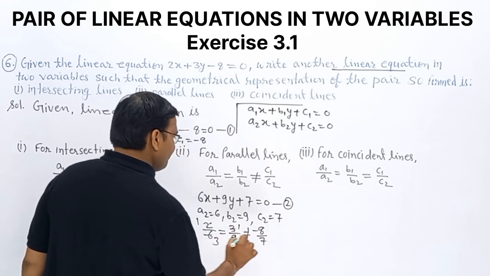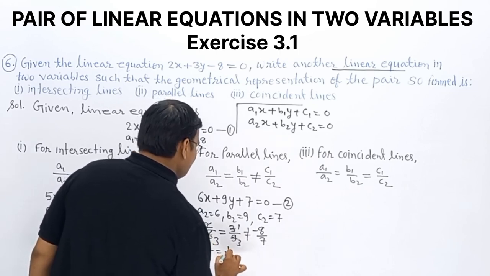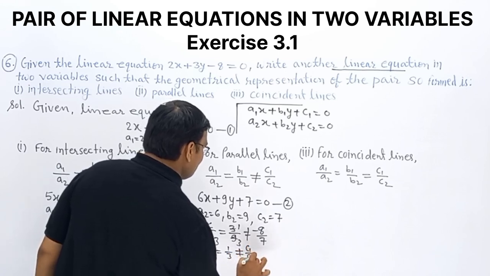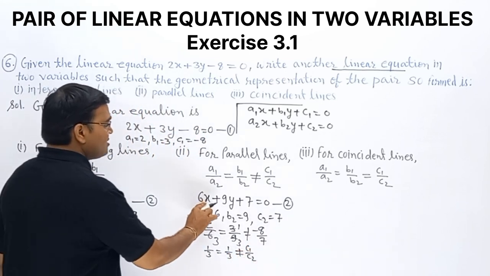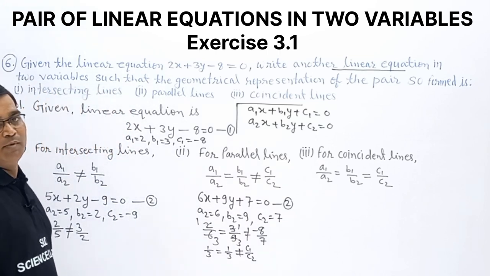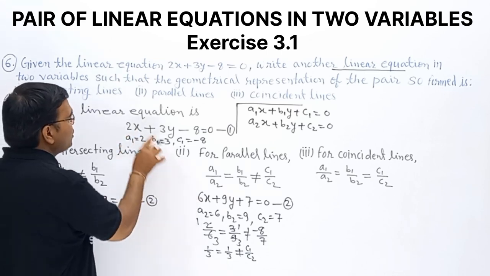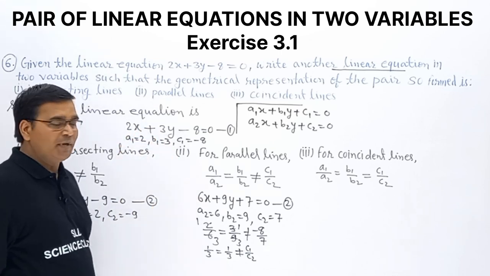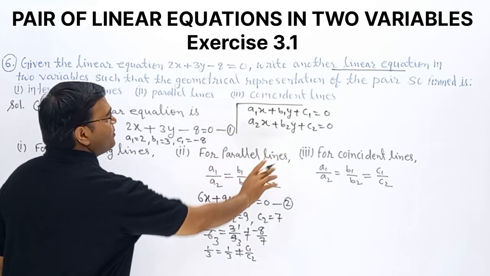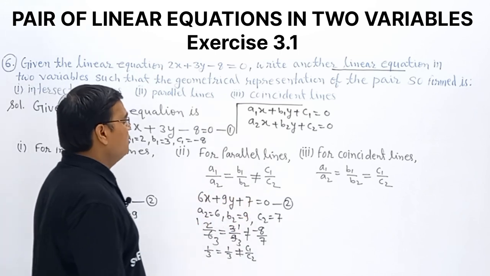So finally we can say 1 by 3 equal to 1 by 3, a1 upon a2 equal to b1 upon b2 is not equal to c1 upon c2. Finally we can say this is a valid linear equation in two variables. Clear? And by using both as a pair of linear equations in two variables, once we solve we get parallel lines. So this will be the answer, and we checked that it is correct.